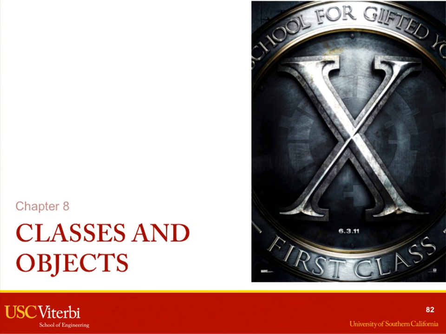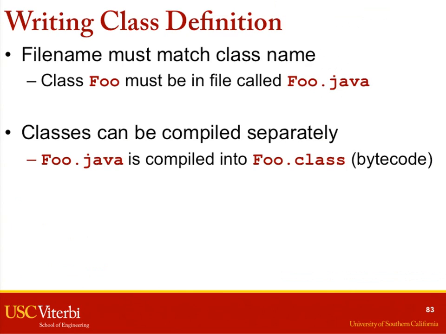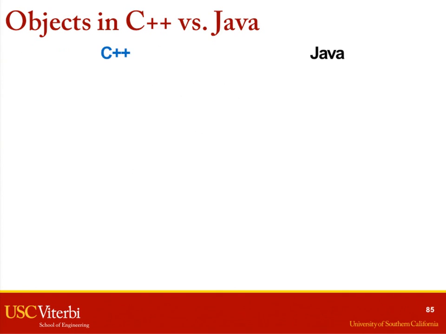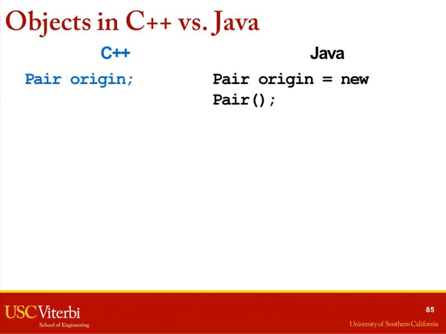There you go. Okay, so classes and objects, just an overview. The file name must match its class name. So the class Foo is in Foo.java. Foo.java is eventually compiled into Foo.class, which is bytecode. Okay? So let's take a really simple class, Pair, and it has two data elements, right? Because classes have attributes and actions. So we have two attributes here, x and y.